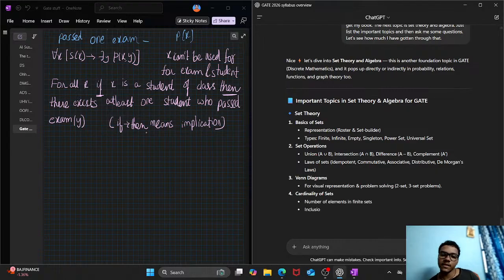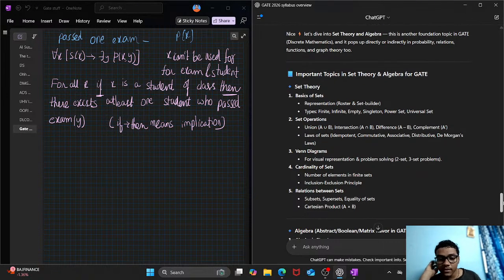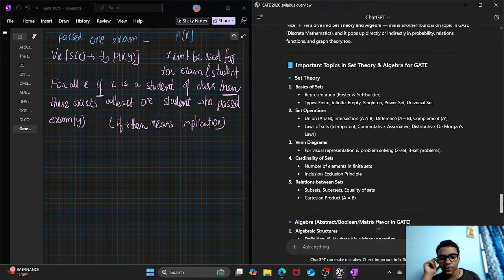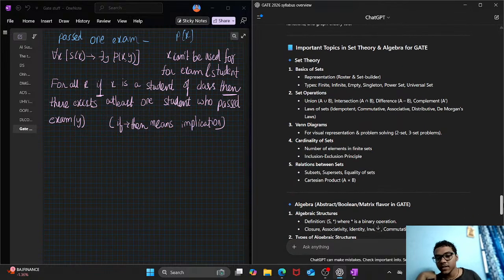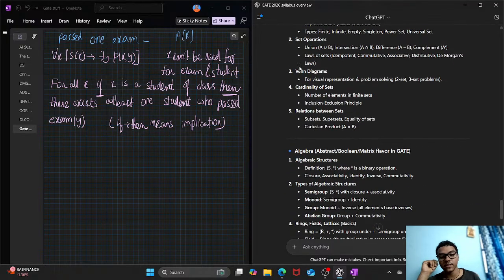All right, set theory and algebra. Representation: roster form and set builder form. We know finite, infinite, empty, singleton, power set, and universal set. I think we know union, intersection, difference, complement, class of sets, idempotent, commutative, associative, distributive, De Morgan's laws. Yeah, we know them. We know Venn diagrams for solving two-set and three-set problems, cardinality, the number of elements in a set, and the inclusion-exclusion principle. It was just stated by a teacher yesterday.